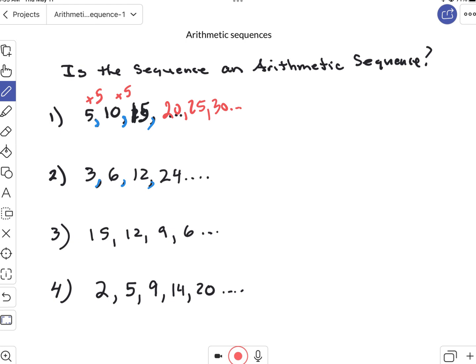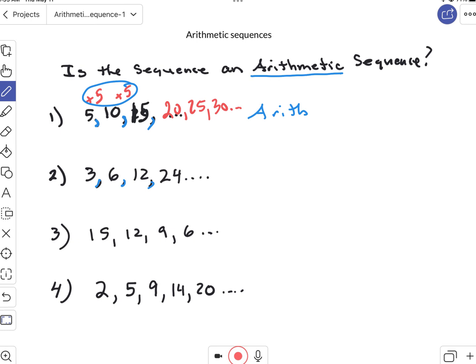And if the pattern is that you're adding something to get to the next term, then that is called an arithmetic sequence. So the first one is an arithmetic sequence because the pattern is that we're just adding 5 to get to the next term, the value of the next term.